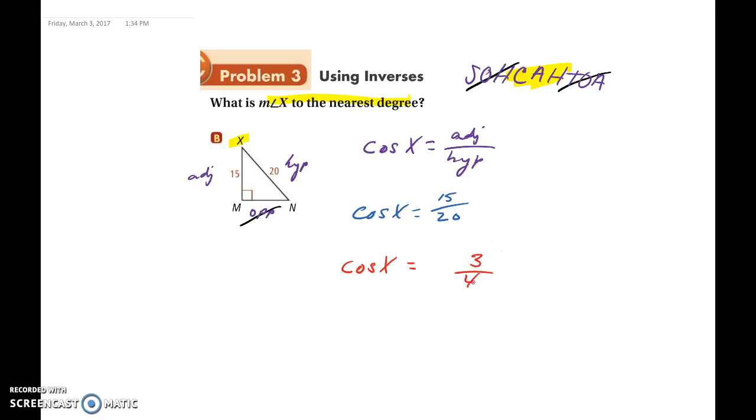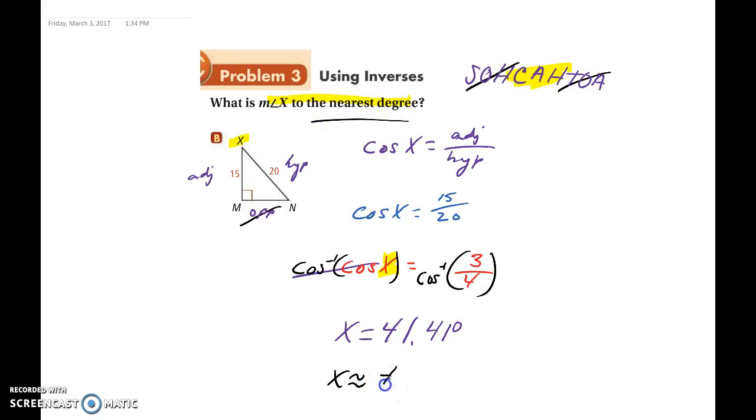3 over 4. And now if we want to solve for this angle x, we need to do the inverse operation of cosine. So we will take our cosine inverse of each side, and we will then be able to undo this and isolate our variable x. Now remember, the cosine inverse button will be above the cosine button on your calculator. So you'll press Shift Cosine, and then type in 3/4. Remember, you should put this in parentheses just to make sure. Not all calculators make you do it, but just to be safe, you should. That means x is approximately equal to 41.41 degrees. But it asks for the nearest degree, so you can say x is approximately 41 degrees.